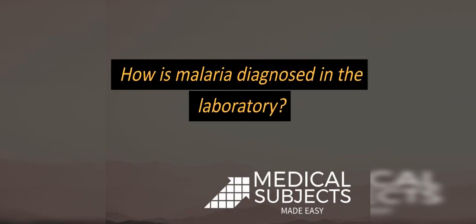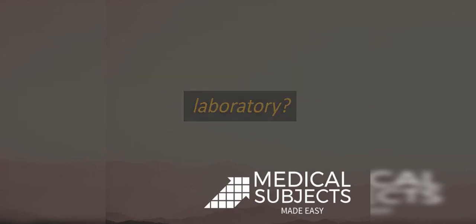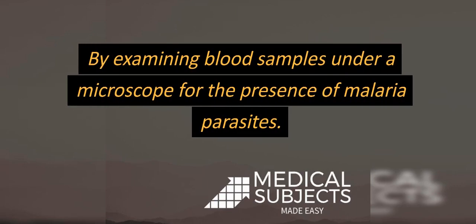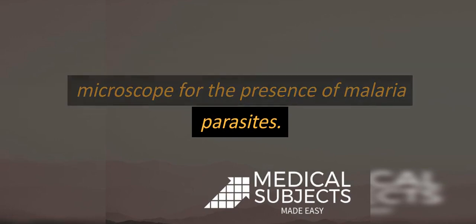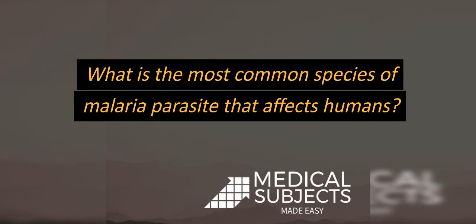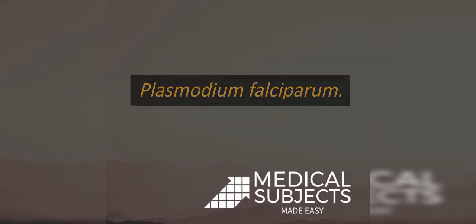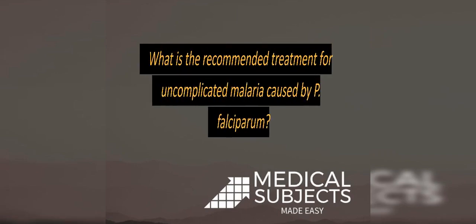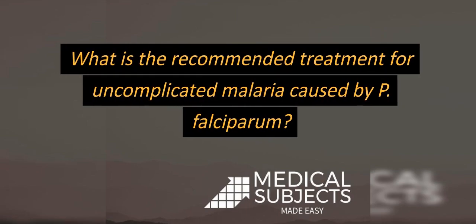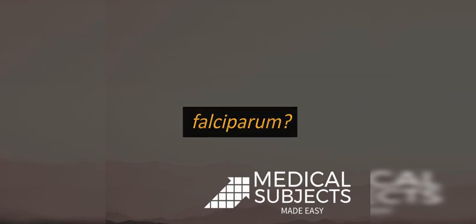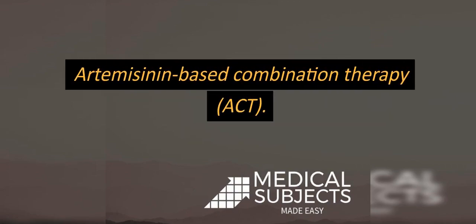3. How is malaria diagnosed in the laboratory? By examining blood samples under a microscope for the presence of malaria parasites. 4. What is the most common species of malaria parasite that affects humans? Plasmodium falciparum. 5. What is the recommended treatment for uncomplicated malaria caused by P. falciparum? Artemisinin-based combination therapy, ACT.